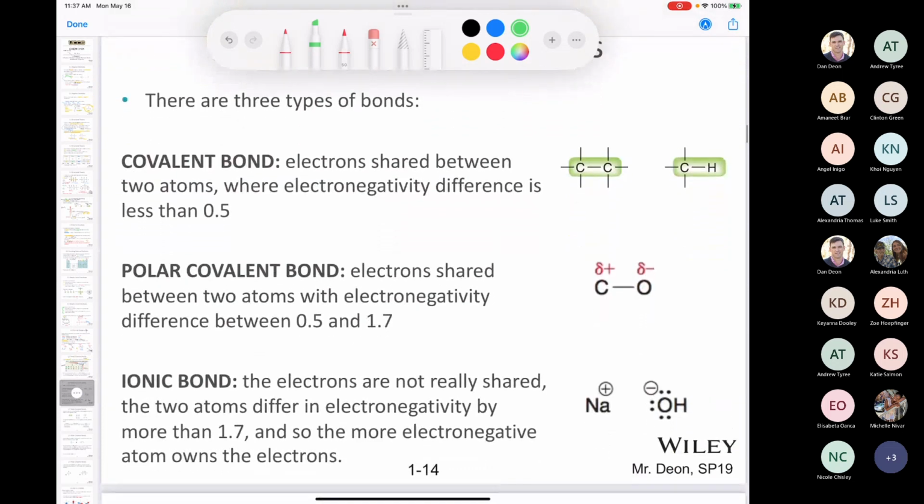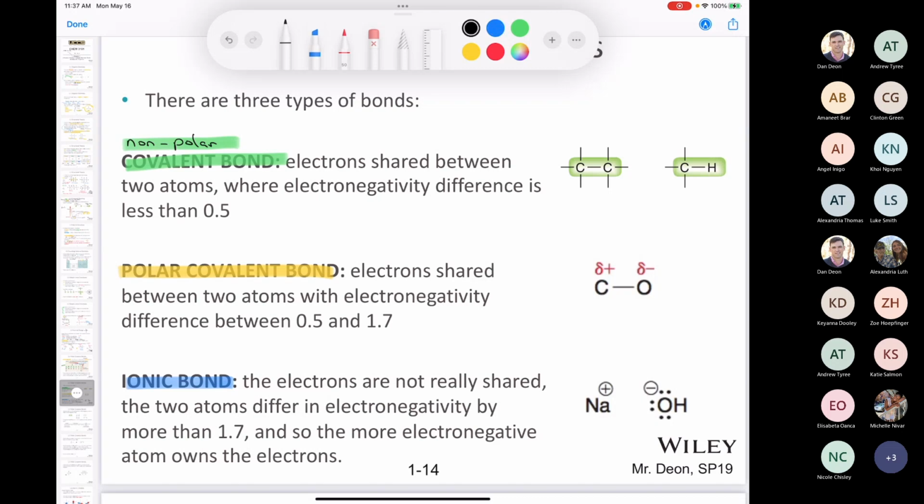Well, let's talk about the 3 types of covalent bonds. You can have what we sometimes call a non-polar covalent bond. You can have what's called a polar covalent bond, and then you can also have what's called an ionic bond. So you need to know the difference between all three of these. A nonpolar covalent bond is one where the difference in electronegativity between the two elements that are sharing the electrons is less than 0.5.